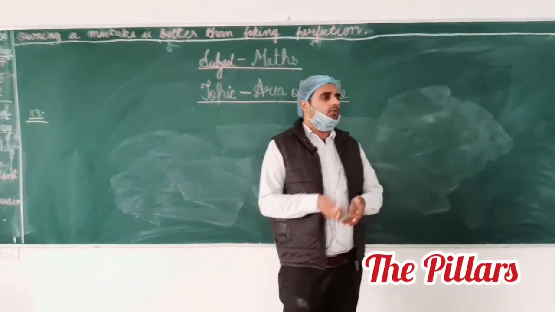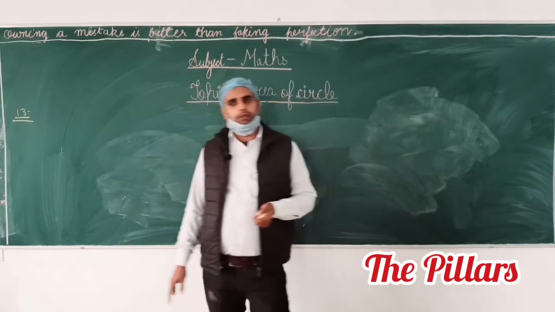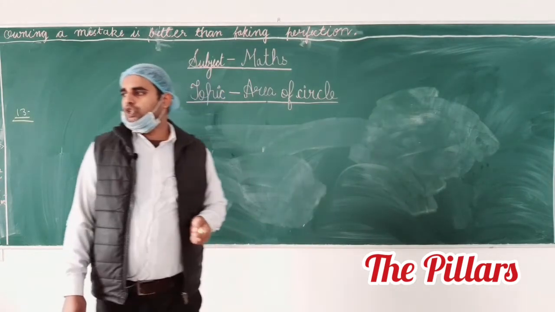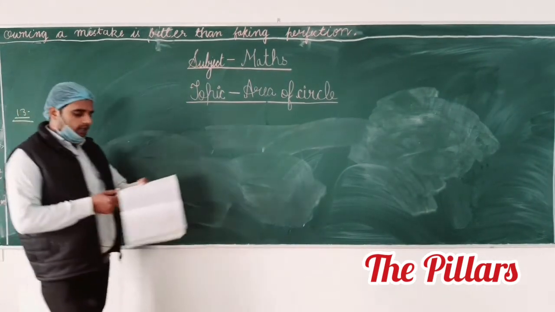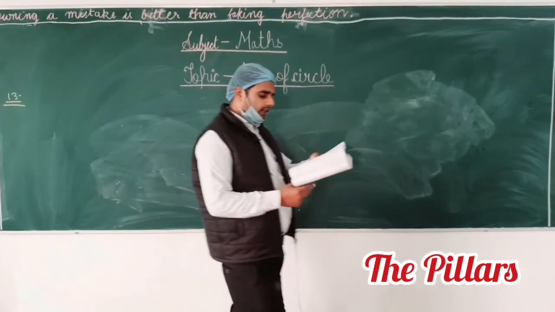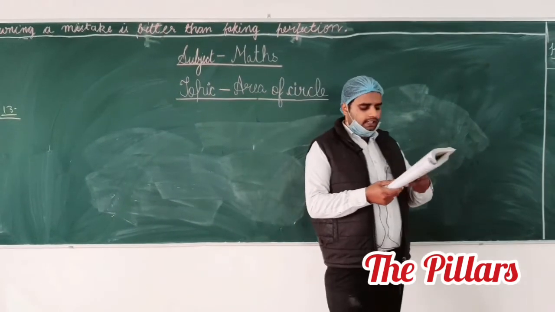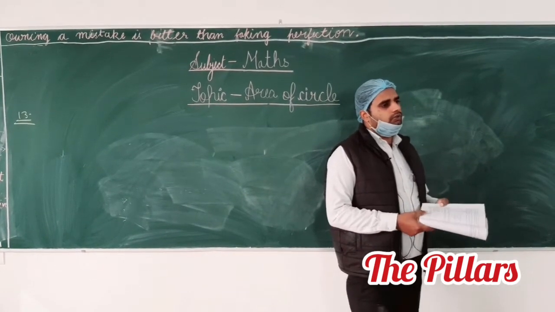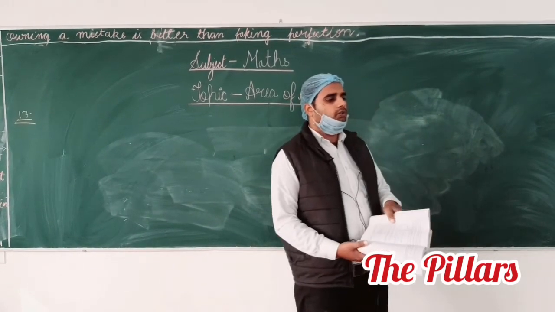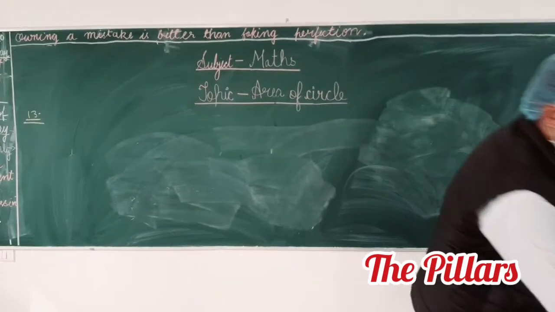Today we have to discuss question number 13. Till question number 12 we have to complete it, and we have to discuss question number 13. Question 13 tells: prove that the opposite sides of a quadrilateral circumscribing a circle subtend supplementary angles at the center of the circle. First we have to draw the figure of this question. First we try to draw the figure of this question.